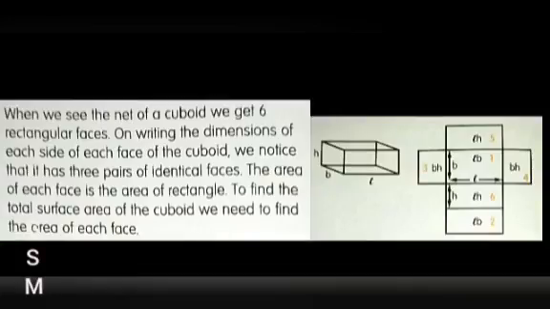When we see the net of a cuboid, we get the dimensions of each side of each face of the cuboid. We notice that it has 3 pairs of identical faces. The area of each face is the area of a rectangle. To find the total surface area of the cuboid, we need to find the area of each face.